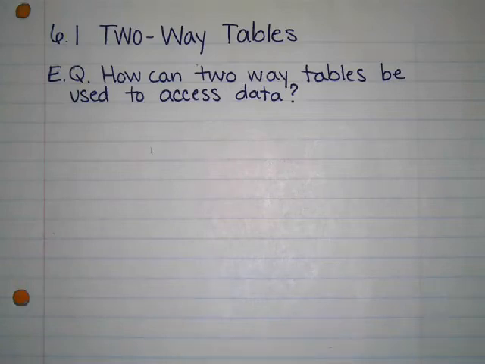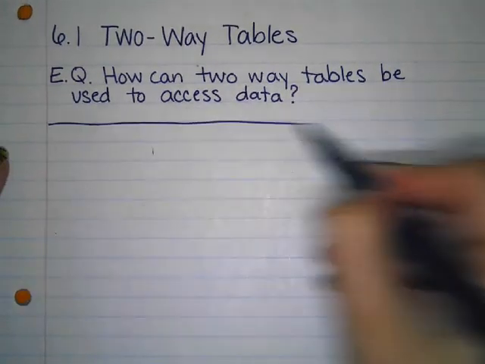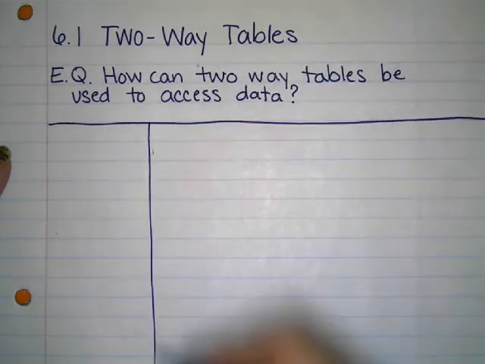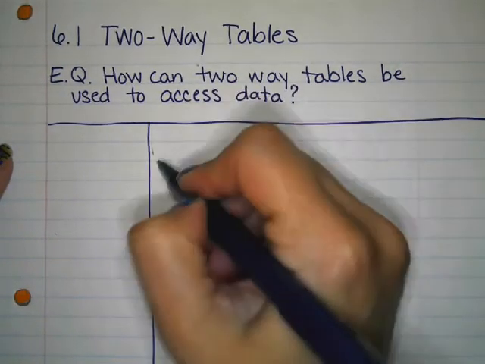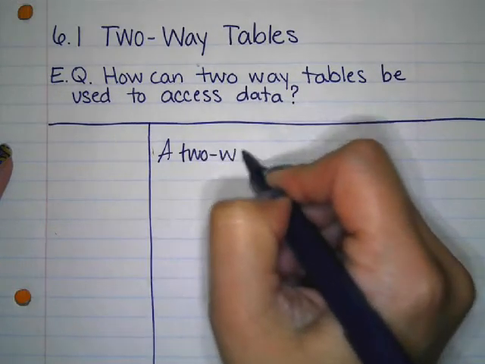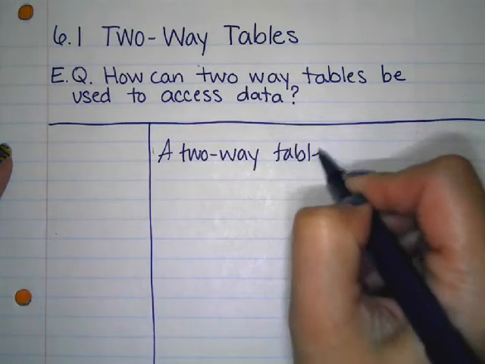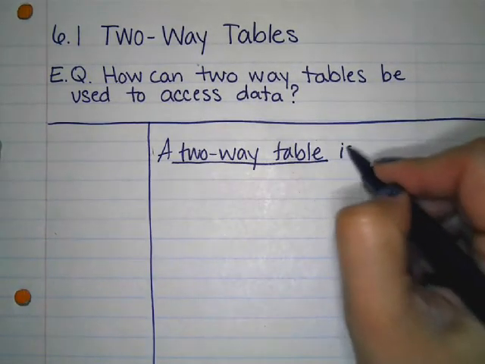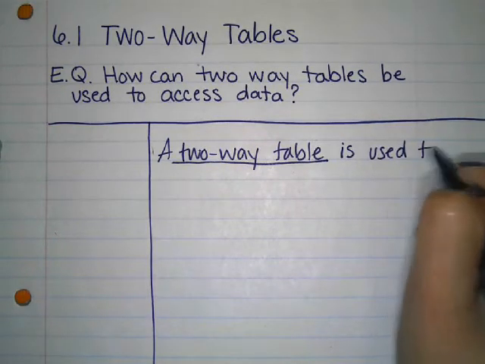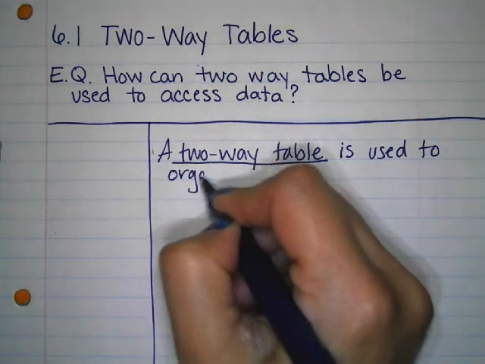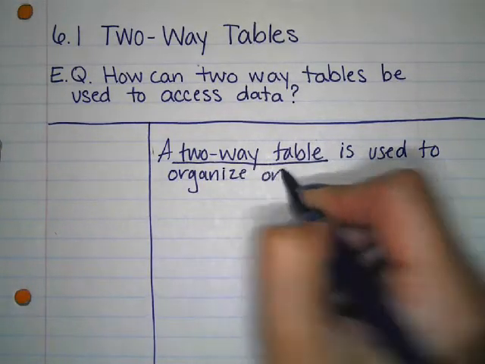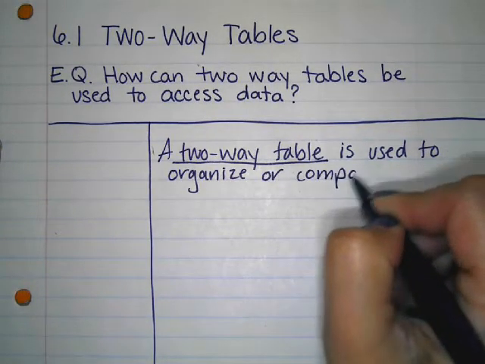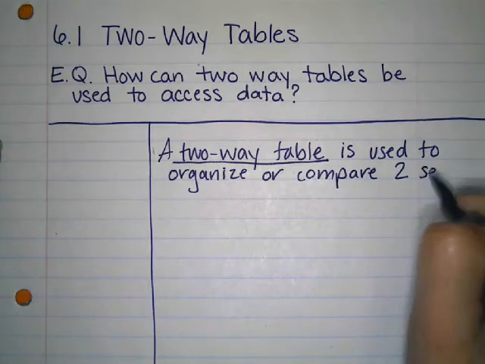Two-way tables. Our essential question: how can two-way tables be used to access data? So the first thing we need to do is define what a two-way table is. That's our new definition today. A two-way table is used to organize or compare two sets of data.